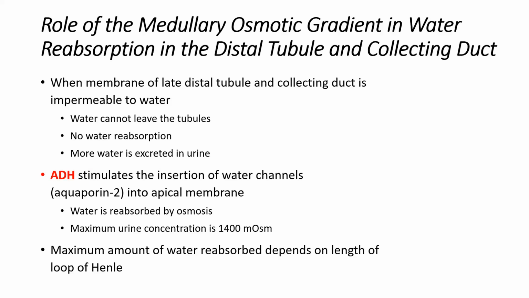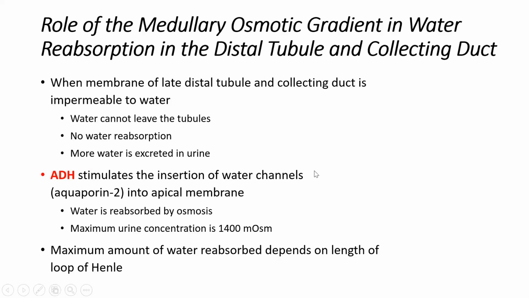So we'll see some of the stimuli for ADH, but basically if there is loss of water, if there's low blood volume, if the body is dehydrated, we're going to have more ADH secreted so that we can reclaim or reabsorb more of that water by inserting those aquaporin 2 channels and allowing for water to be reabsorbed.